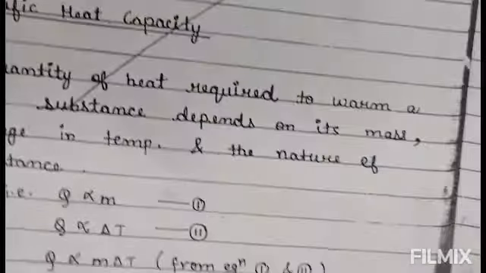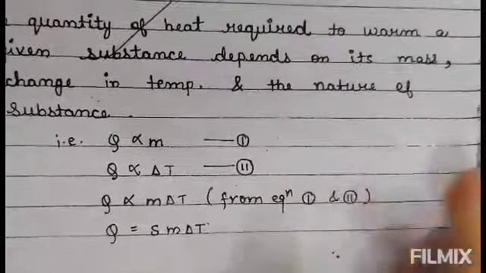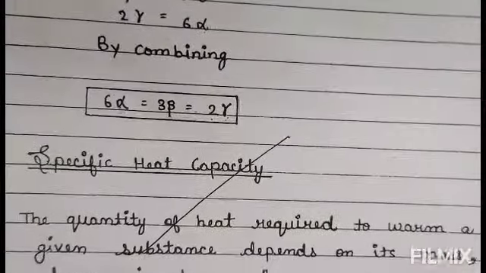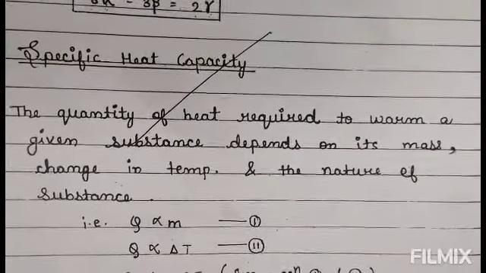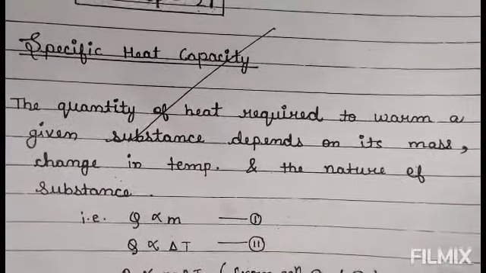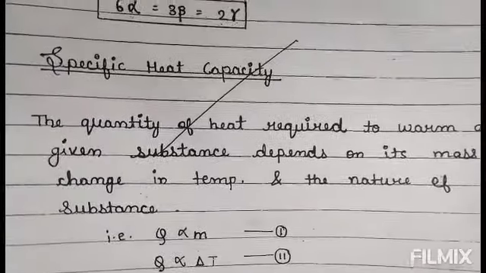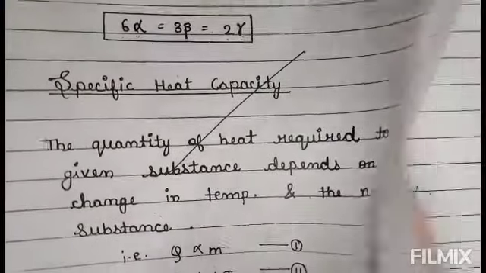Okay, so here we have first of all decided that the quantity of heat required to warm a given substance depends on its mass, change in temperature, and the nature of the substance. Mass, change in temperature, and the nature of the substance.